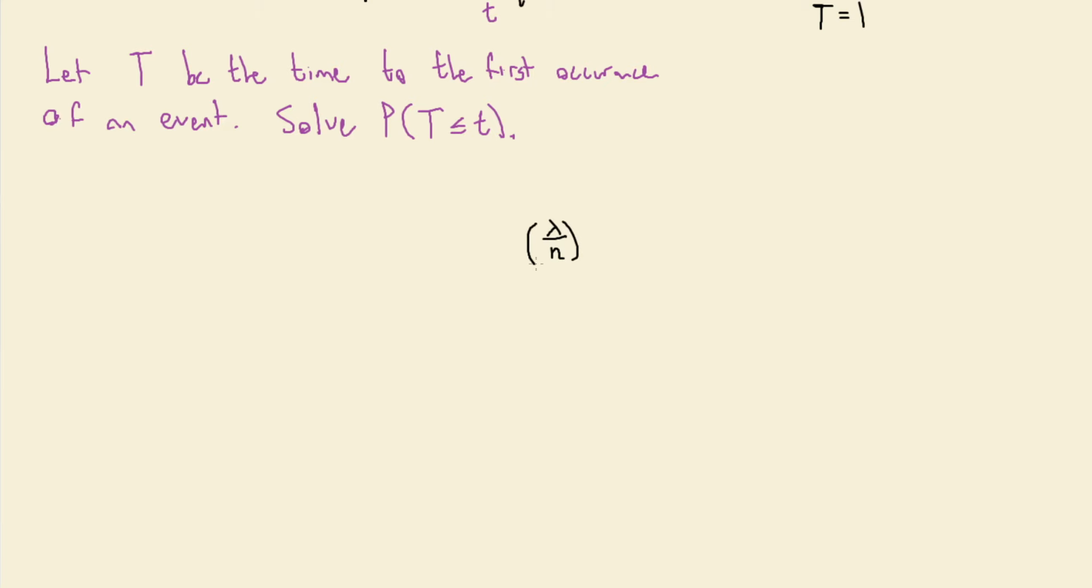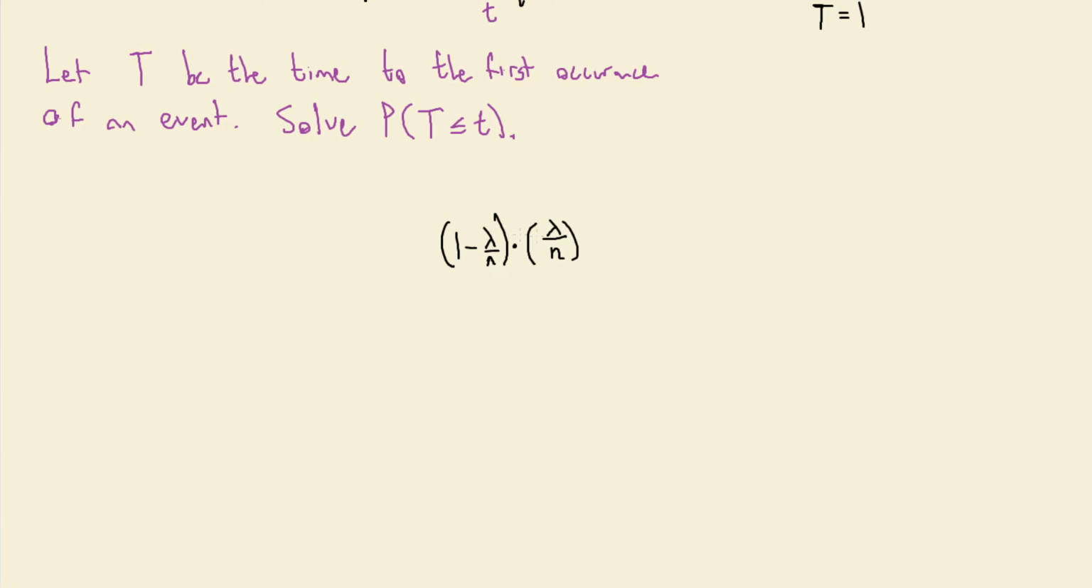And what about the probability of the event occurring in the second subinterval? Well, in order for that to occur, the event couldn't have occurred in the first subinterval, and so we'll have 1 minus lambda over n. That's the probability of the event not occurring. And then we want to multiply by the probability that it does occur in the second subinterval. And so this is the probability of it not occurring in the first times the probability it does occur in the second. So this total expression here is going to give us the probability of the first occurrence of the event being that second subinterval.